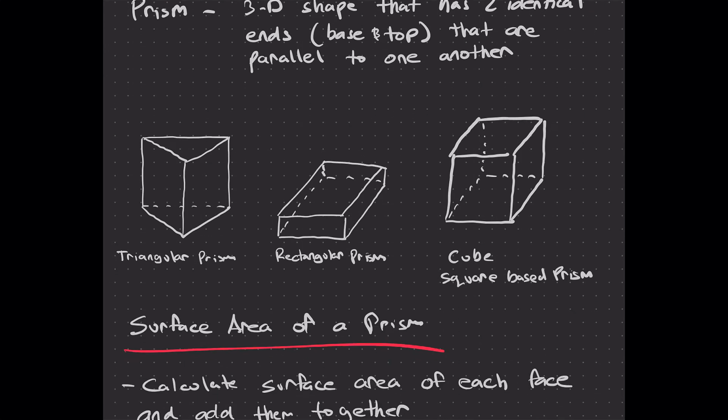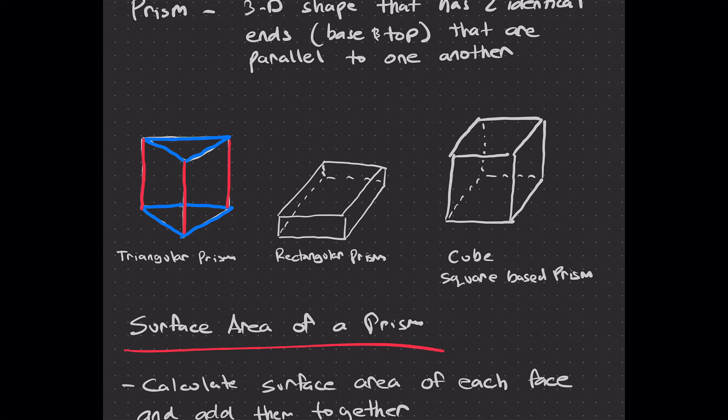So if we look right here, we've got three prisms. Now, this one on the left is a triangular prism, and there is our base, and here is our top, and again they are identical and parallel to each other. In between, this would be considered as the height of the object.